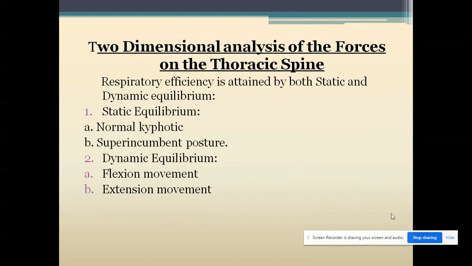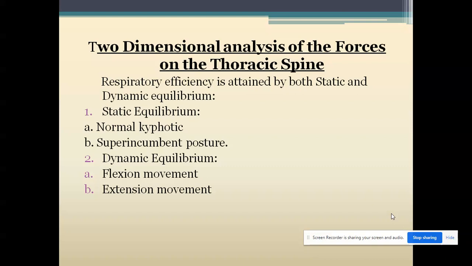Now, coming to two-dimensional force analysis of the thoracic spine. Two-dimensional is nothing but static and dynamic. Respiratory efficiency is attained by both static and dynamic equilibrium. Static is nothing but a maintained posture. Dynamic is nothing but a movement. So the thoracic spine has two movements, flexion and extension.